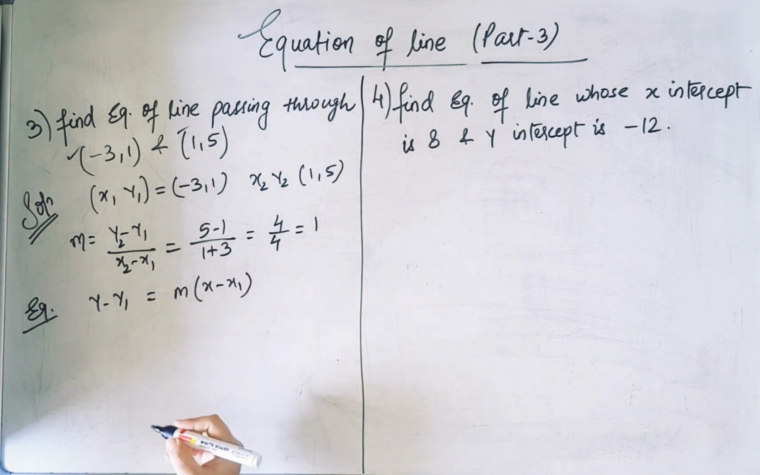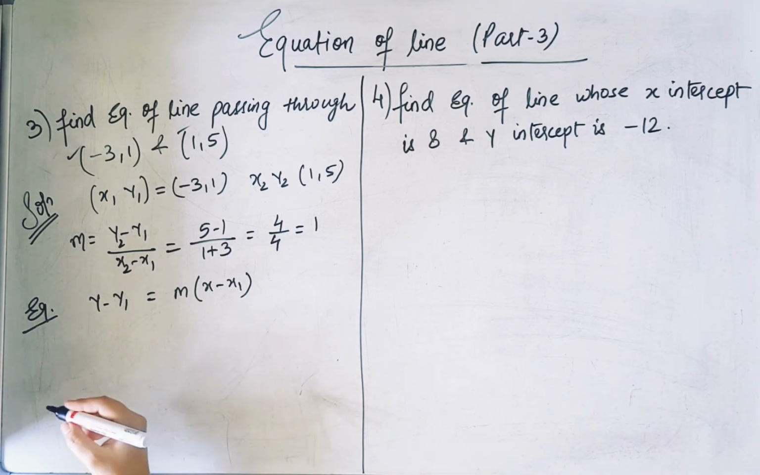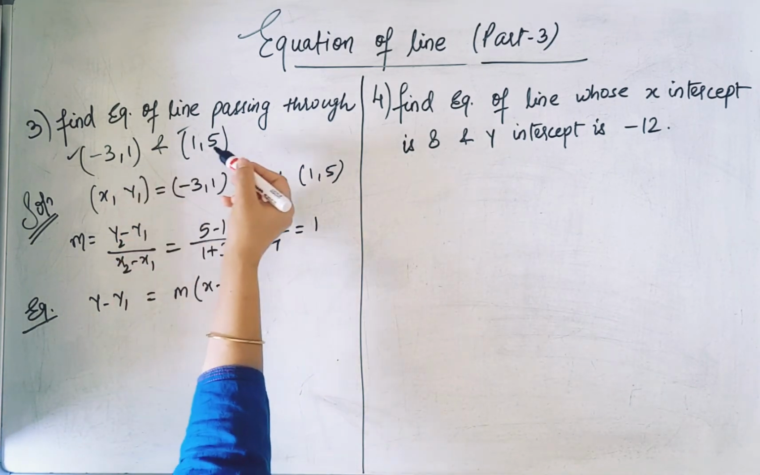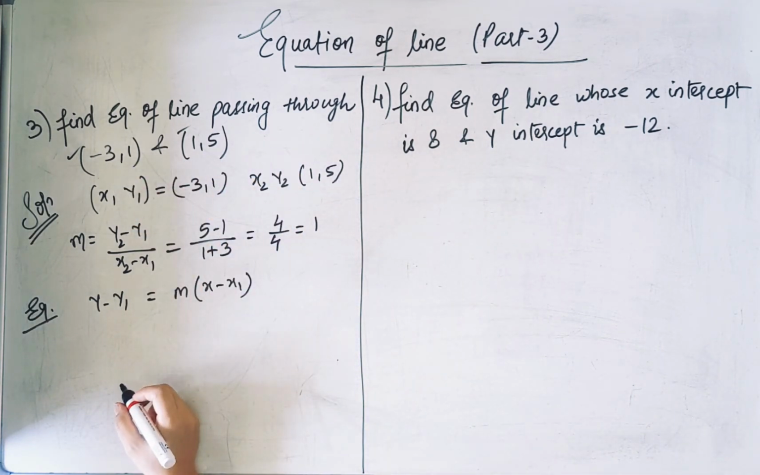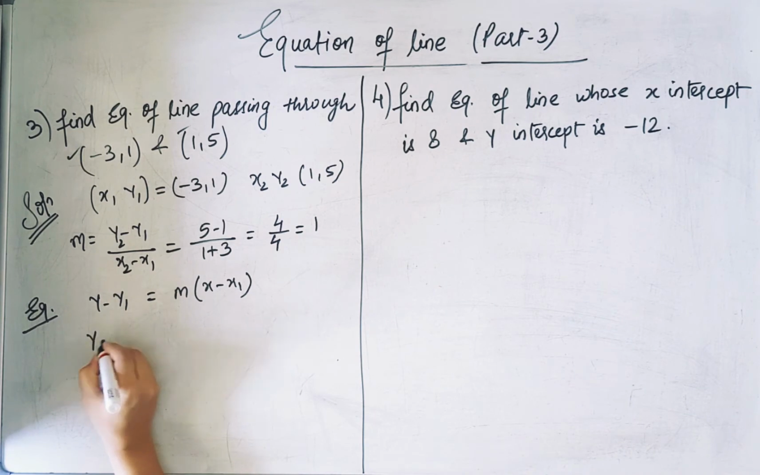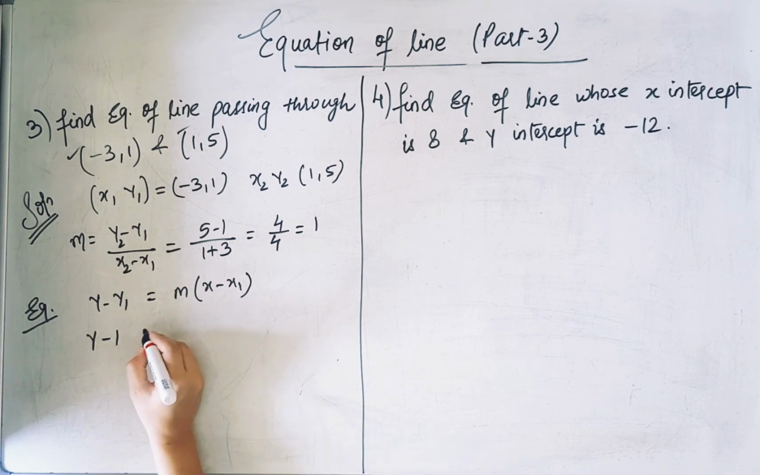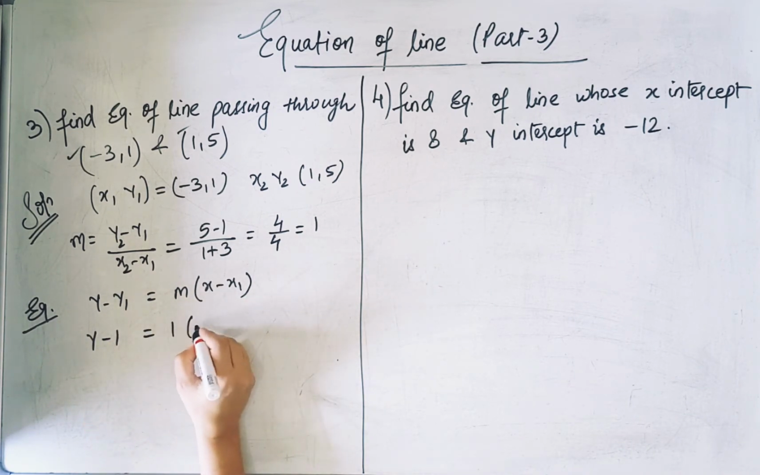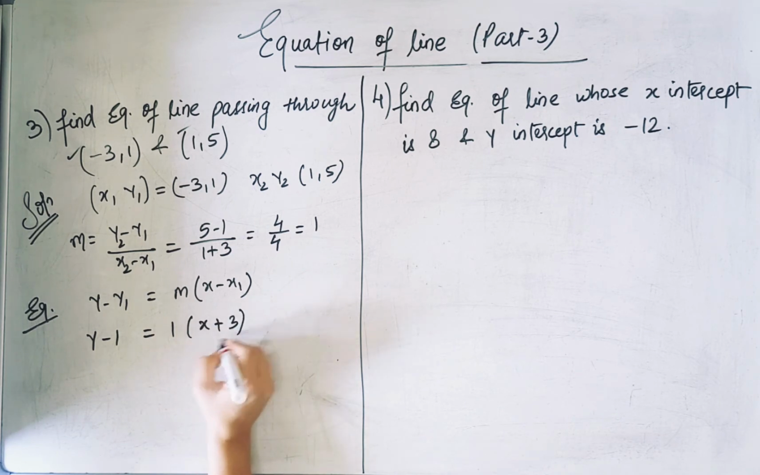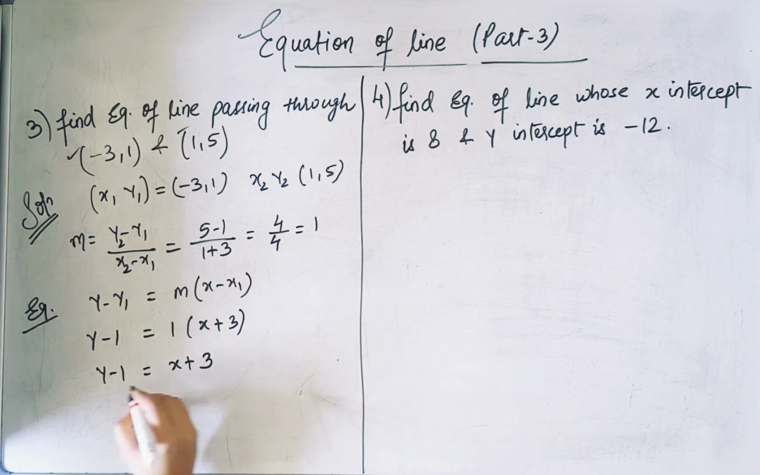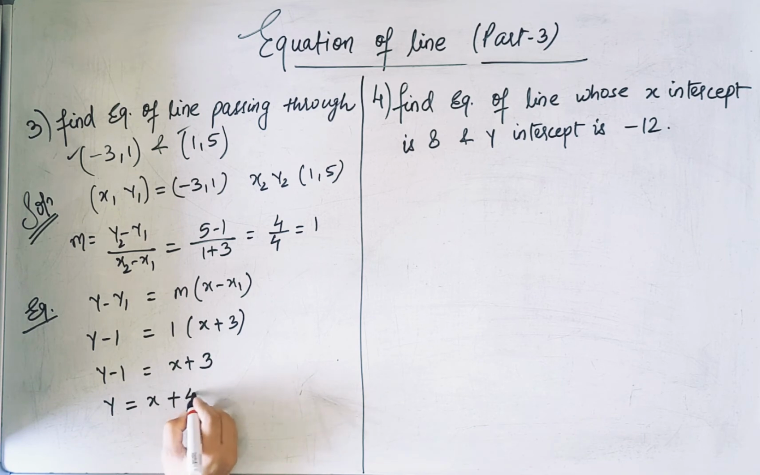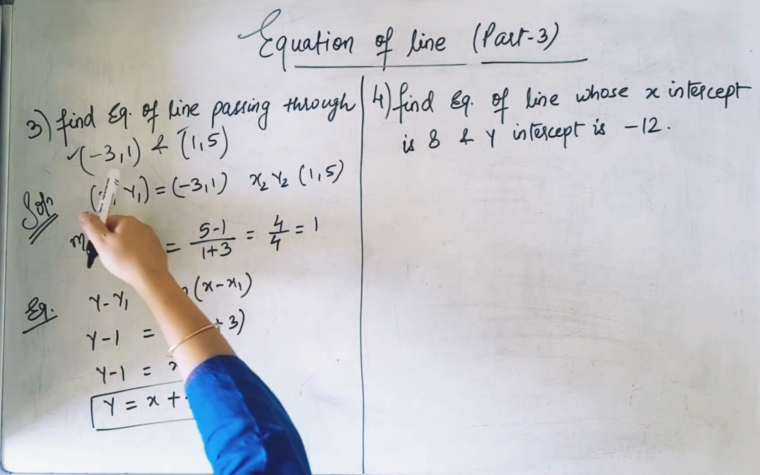Now in this part one confusion arises: which point to consider as x1, y1. Whichever you consider as x1, y1, no problem in that. Now y1 is 1, m is 1, x1 is -3, so x plus 3. y minus 1 equals x plus 3, this 1 will be shifted over that side, thus y is equal to x plus 4. So this is the required equation which is passing through the two given points.